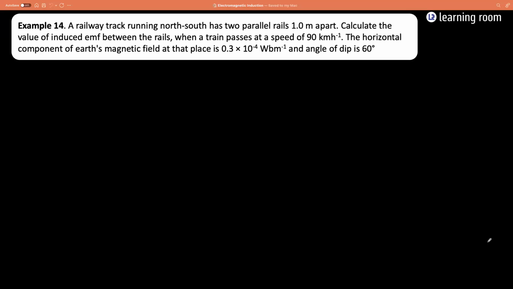A railway track running north to south has two parallel rails 1 meter apart. Calculate the value of induced EMF between the rails when a train passes at a speed of 90 km per hour. The horizontal component of the Earth's magnetic field at the place is 0.3 into 10 power minus 4 Weber per meter square, and the angle of dip is 60 degrees.